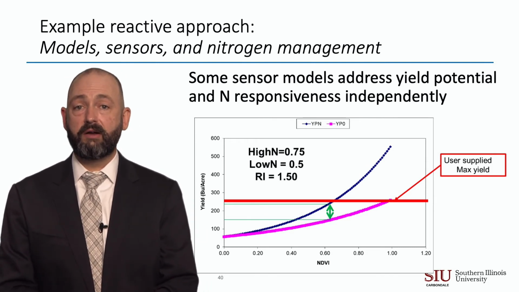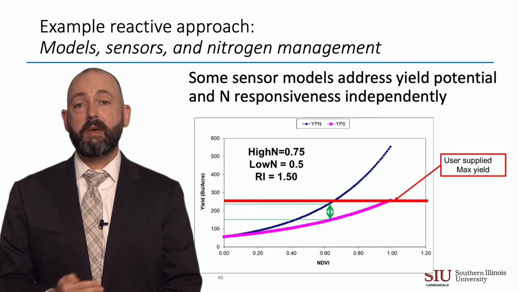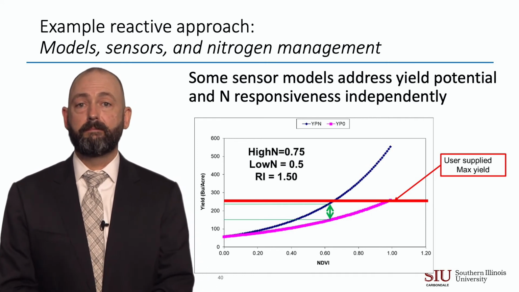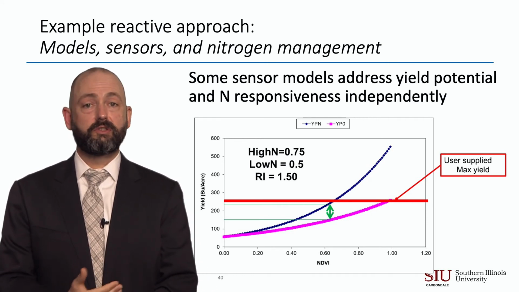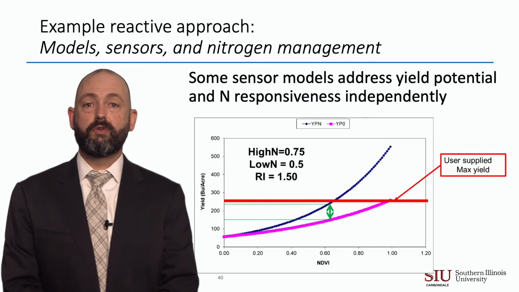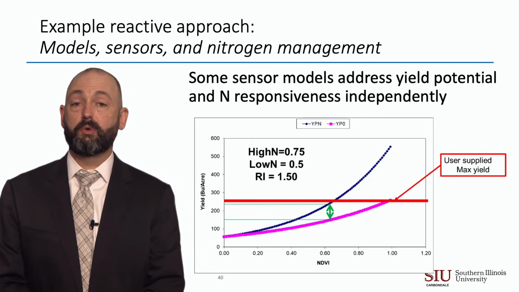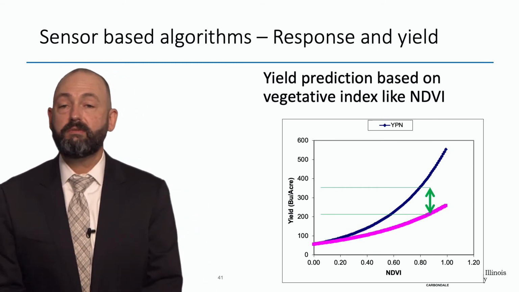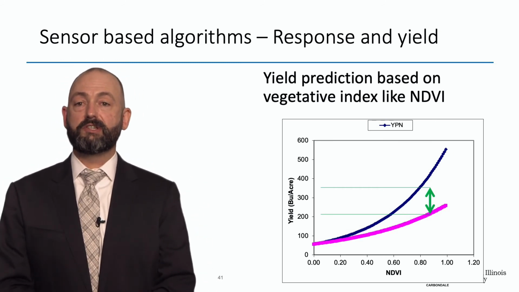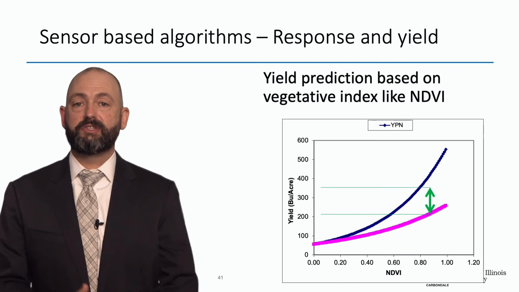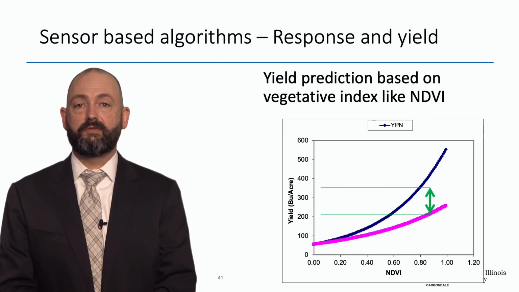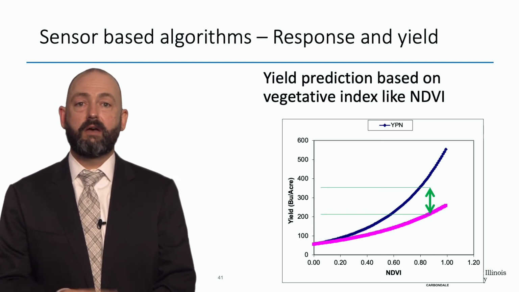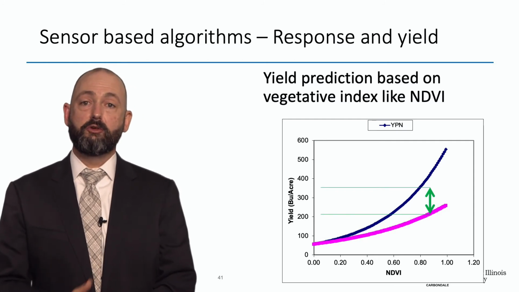So just as a reminder, nitrogen responsiveness is how many bushels per pound of nitrogen, right? And so responsiveness is this key component as we move across the field and address a variable requirement. And so there's a yield prediction made based on a vegetative index like NDVI. So most of these sensors use some sort of normalized differential vegetative index based on near infrared, red, or maybe red edge, and they're making this yield prediction.